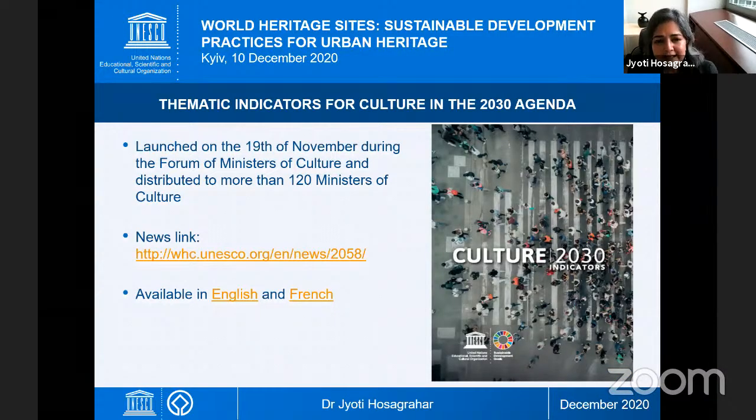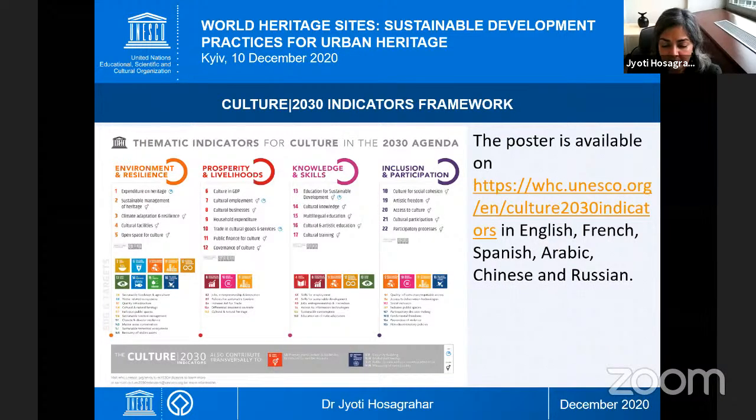So the thematic indicators for culture, the Culture 2030 indicators, were launched in November of 2019 during the forum of the Ministers of Culture at UNESCO, where there were more than 120 ministers of culture participating. You can find the links to the document here. It's also on our website as indicated, and you can find it on the World Heritage Center website.